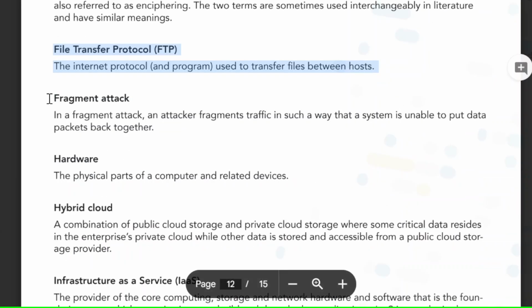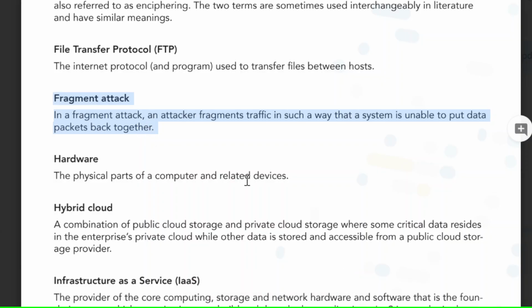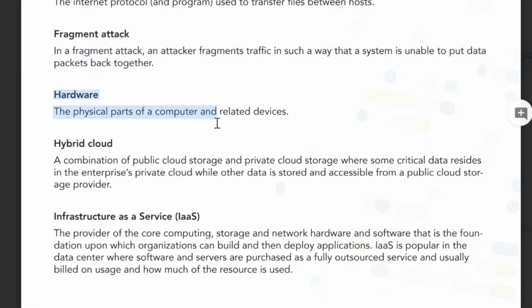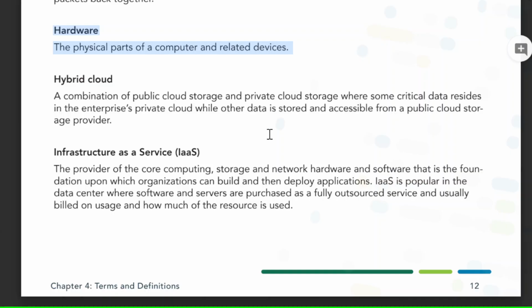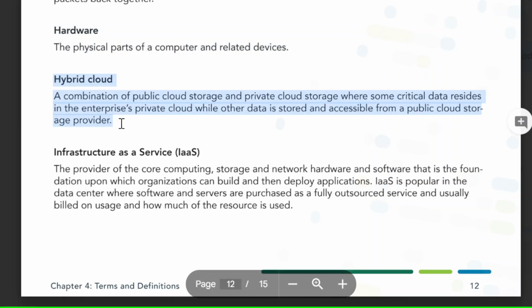Then next we have a fragment attack. In a fragment attack, an attacker fragments traffic in such a way that the system is unable to put data packets back together. Then next we have hardware, a physical part of a computer and the related devices. Next we have a hybrid cloud, a combination of public cloud storage and private cloud storage, where some critical data resides in the enterprise private cloud while other data is stored and accessible from the public cloud storage provider.